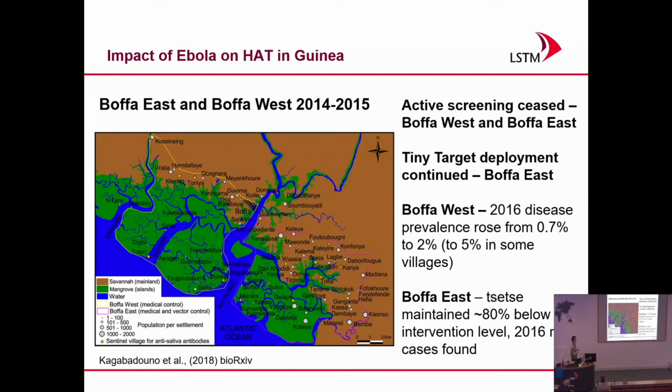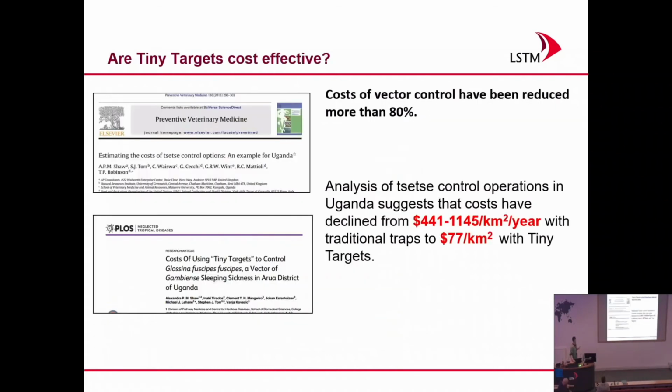And then afterwards, when the crisis was over in 2016, and they went back in and did medical surveys in Boffa West, they found that the prevalence had risen from 0.7% in 2013 to 2% in 2016, and in some villages up to 5%. And in Boffa East, they found that they had maintained this 80% reduction in the tsetse fly numbers, and they couldn't find any cases. They did look, but they couldn't find any. So that's really where we got to with introducing tsetse control at scale.